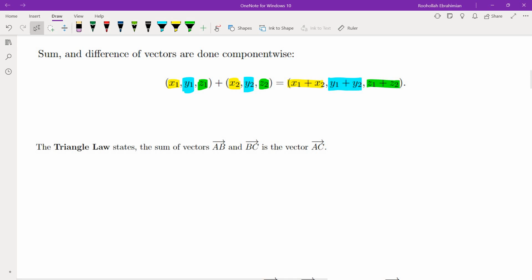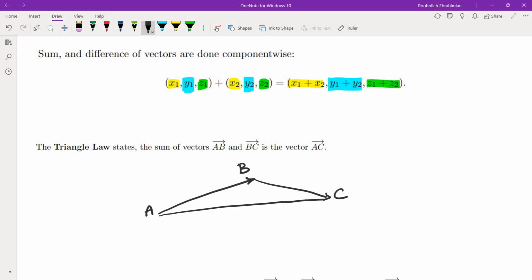Now, what does it mean to add two vectors geometrically? If you have a vector AB and a vector BC, when you add them, you get the vector from A to C. And this is called the triangle law because of the obvious reason that we get a triangle here.